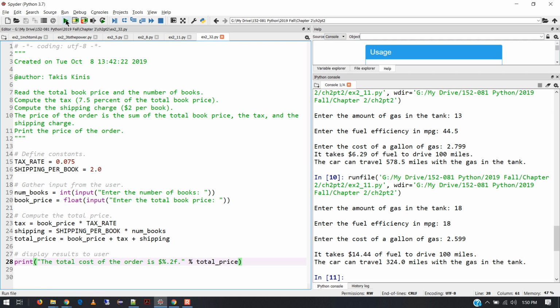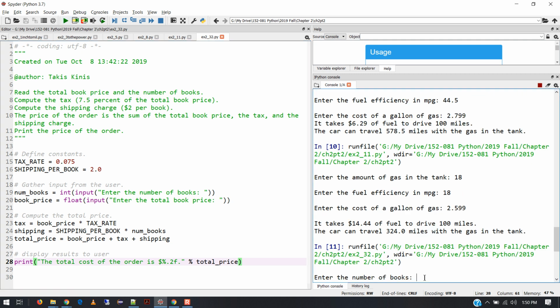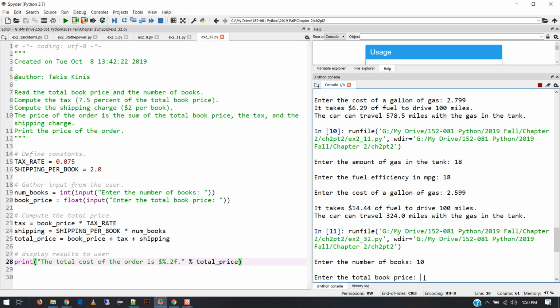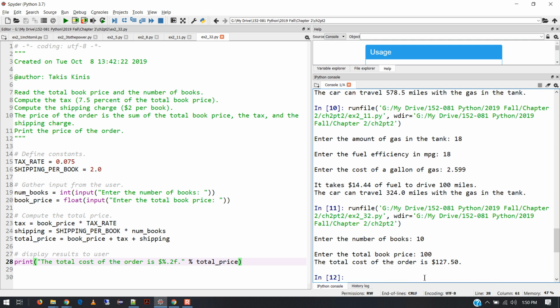This is exercise 232. All right, let's run it. Enter the number of books, 10. Total book price, I'd say $100. Total cost of the order is $127.50.